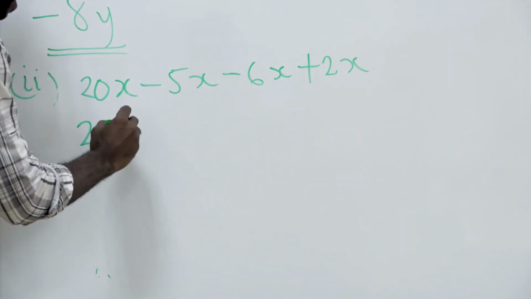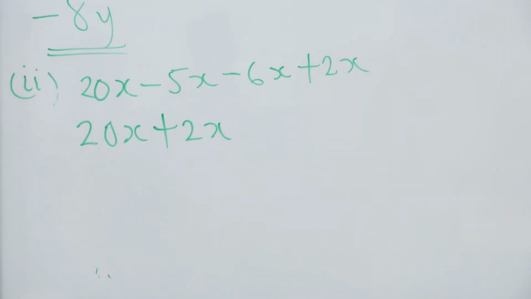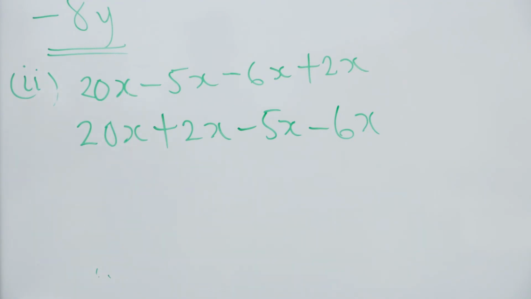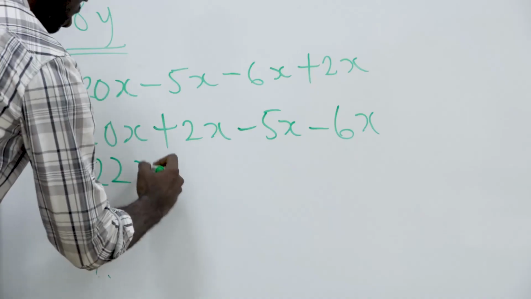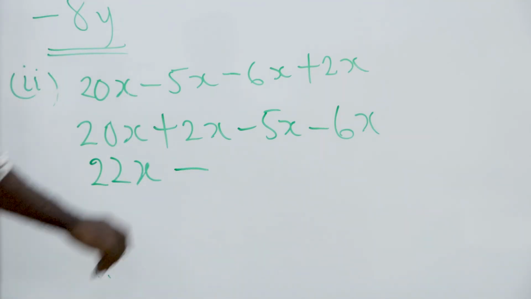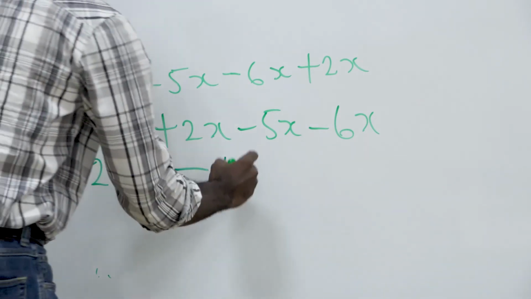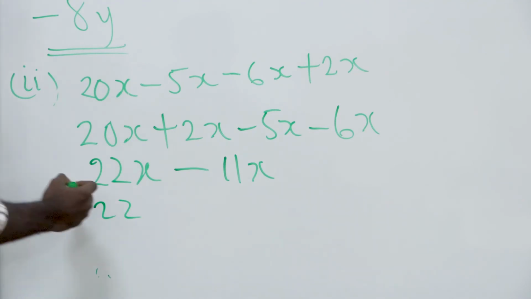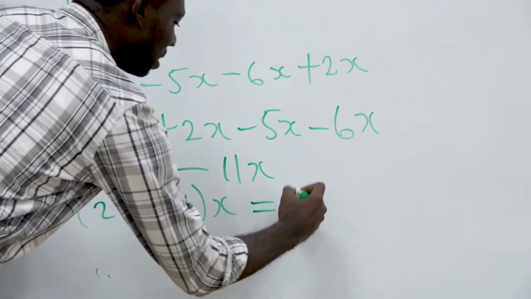So we'll bring out our positive terms as 20x plus 2x. That is another positive term we have there. Then minus 5x minus 6x. So looking at this, we'll have 20x plus 2x will give us 22x. Minus, what do we have there? Minus 5x minus 6x will give us minus 11x. So if we do this properly, because we already have 22, we can bring 22 out, minus 11, and then have our x outside. It will give us 11x.